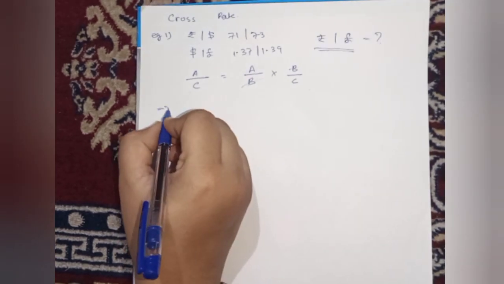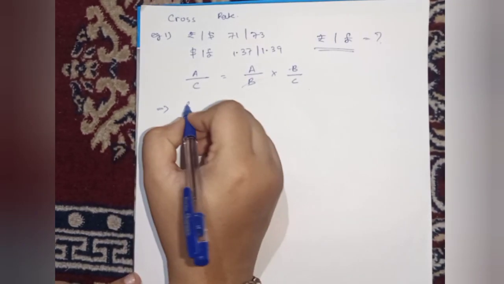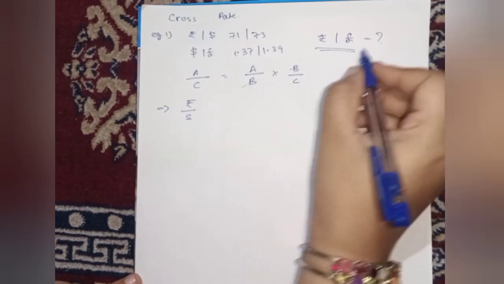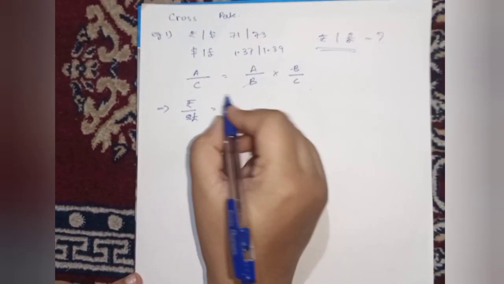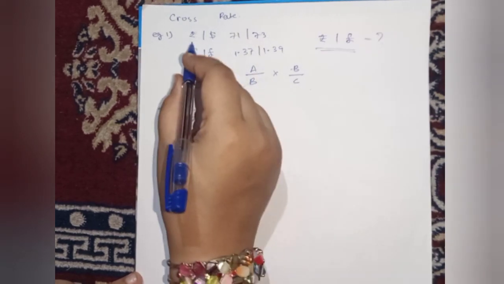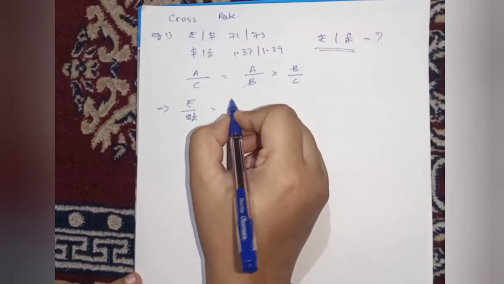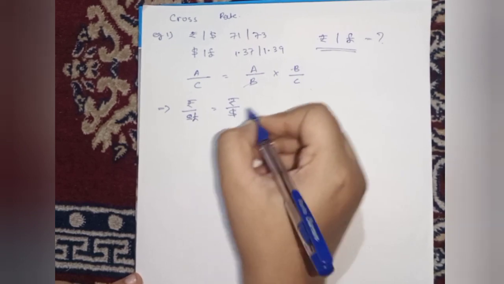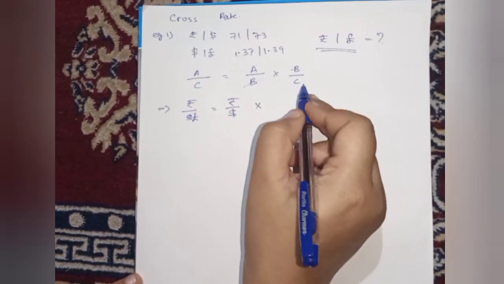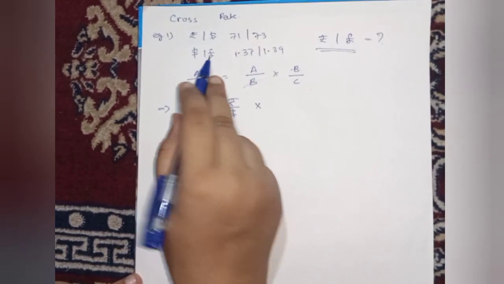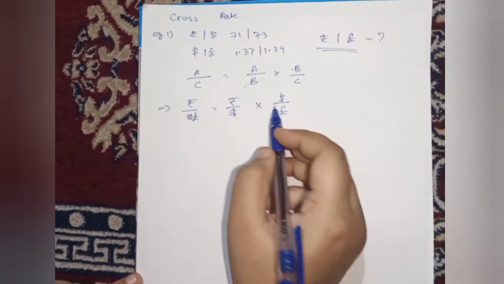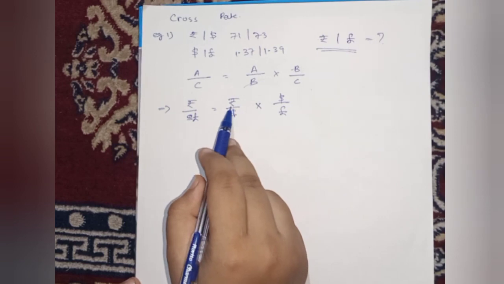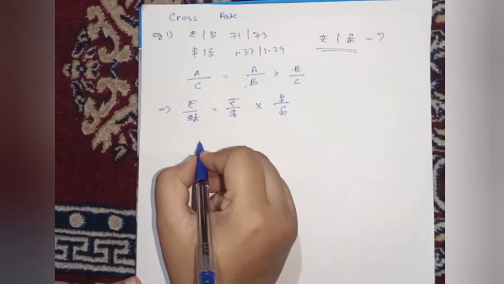So in this case, how will you do it? Rupee per pound you have to find out. This will be your A upon C. Then you write A upon B, which in our exchange rate is rupee per dollar, into B upon C, which is dollar per pound. So dollar will get cut and you will get the value of rupee per pound. So now I will put the values.